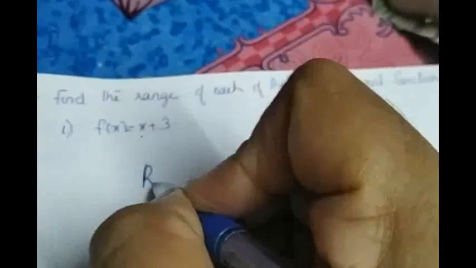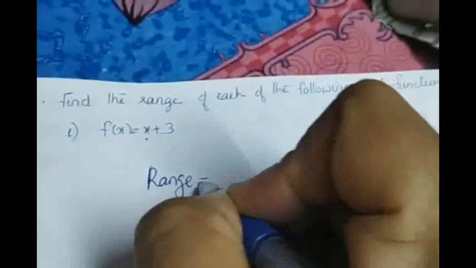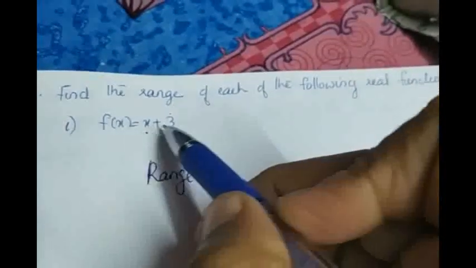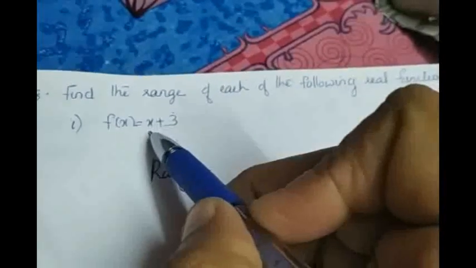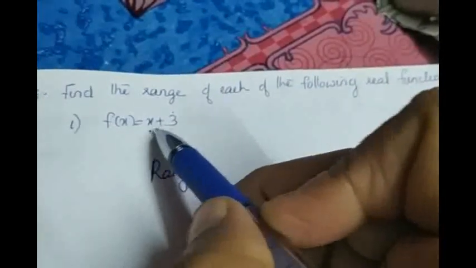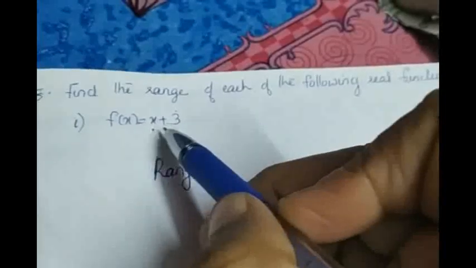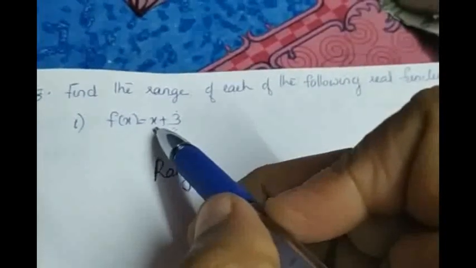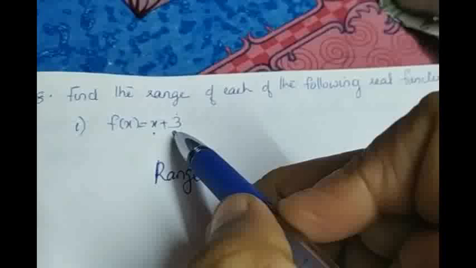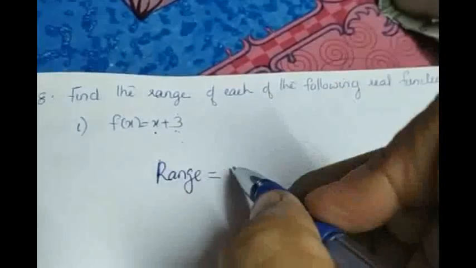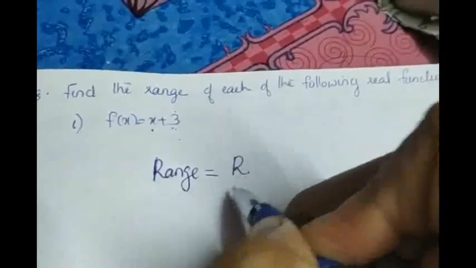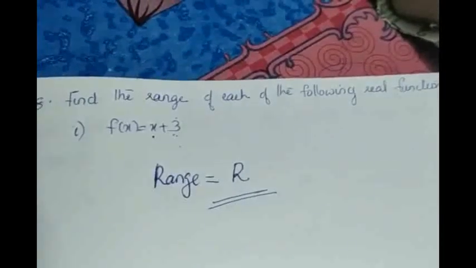Can you say the range then? x can take all real values. So if x takes the value 1, 1 plus 3 is 4, a real number. If x takes the value 1 by 2, it is 3.5, again a real number. So whenever x takes a real number, x plus 3 is again a real number. That means the range will be the set of real numbers R. Nothing is to be excluded from R.